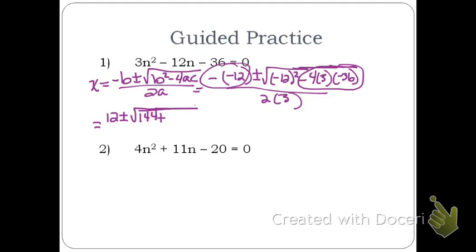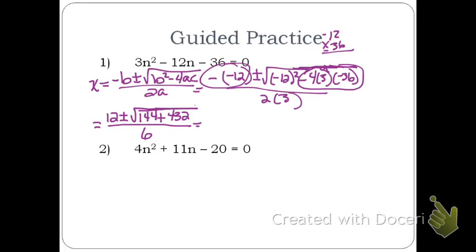4 times 3 is 12. That's where that 12 came from. That's a negative 12 times a negative 36. I'm going to use the calculator. Okay, it comes out to 432, all over 2 times 3, which is 6.